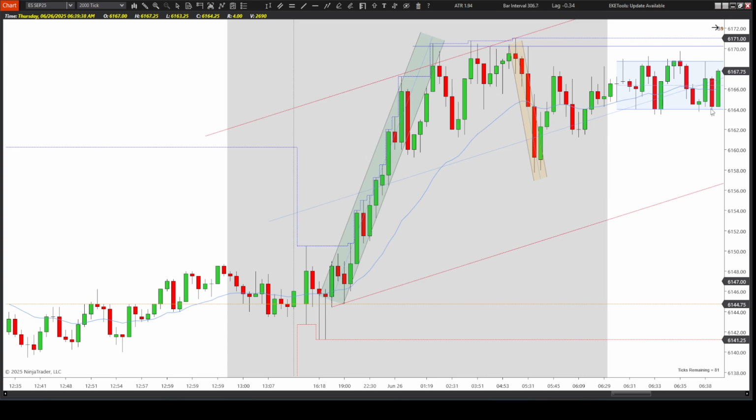Technically, I have a second entry long here. You could say it's a triple test, but it's a bad signal bar. Follow-through trigger bar looks pretty good.